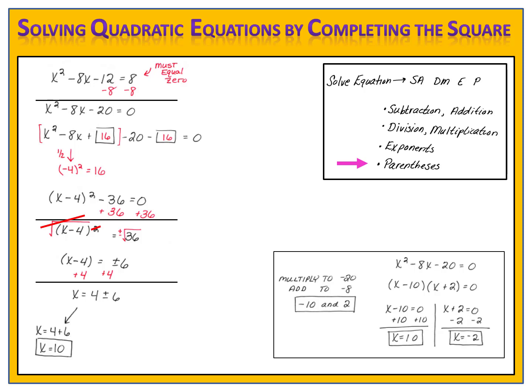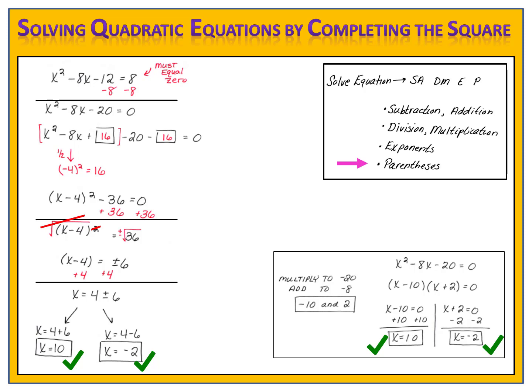X equals 4 plus 6, which is 10. Notice that matches what we found by factoring. And x equals 4 minus 6, which means x equals negative 2. And once again, notice that that's exactly what I got by factoring. So if you have a factorable equation, you could use completing the square, or you could use factoring.